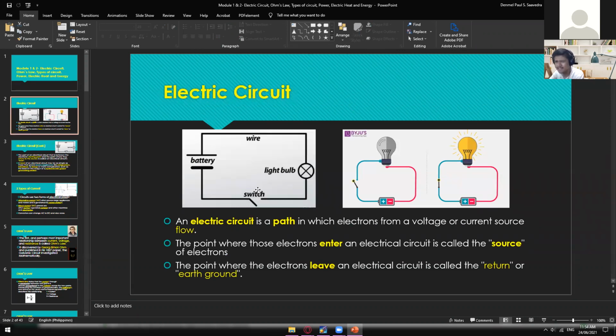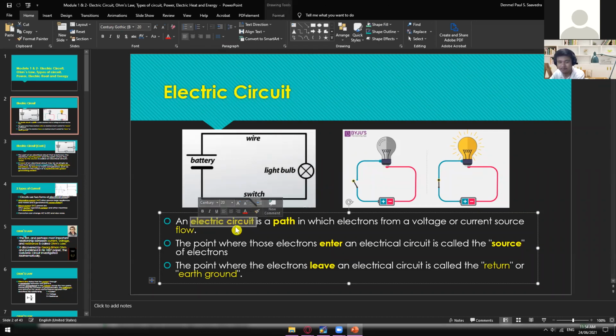So what exactly is an electric circuit? To make it simple, it is actually a path wherein electrons from a voltage or current source will flow. When we see there's a flow of current, that's already an electric circuit, from the start up to the end. You cannot say that this is an electric circuit if there is no flow of current. If there is no flow of current, then maybe it's an open switch, or it's a broken path.